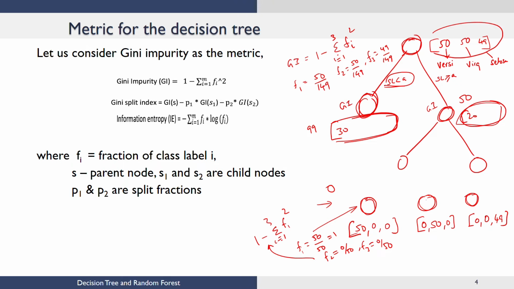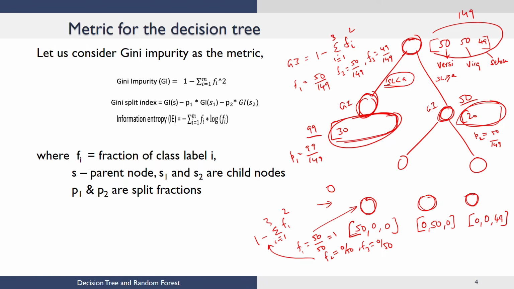That is very simple. If I start with 149 data points, let us say 99 data points come here and 50 data points go here. P1 is the fraction of data points that came to this node, which will be 99 by 149, and P2 will be the fraction of data points that went to this node, which will be 50 by 149. So, we can compute this fraction, and we can also compute the Gini index for each of these. Once we have that, we can compute this Gini split index.